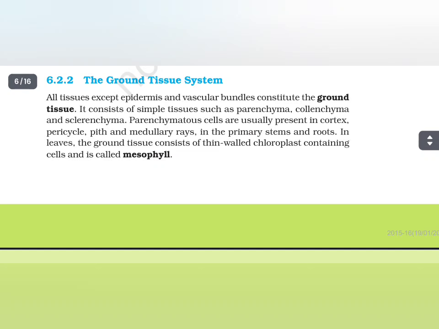The ground tissue system. All tissues except epidermis and vascular bundles constitute the ground tissue. It consists of simple tissues such as parenchyma, collenchyma, and sclerenchyma. Parenchymatous cells are usually present in cortex, pericycle, pith, and medullary rays in the primary stems and roots. In leaves, the ground tissue consists of thin-walled chloroplast containing cells and is called mesophyll.